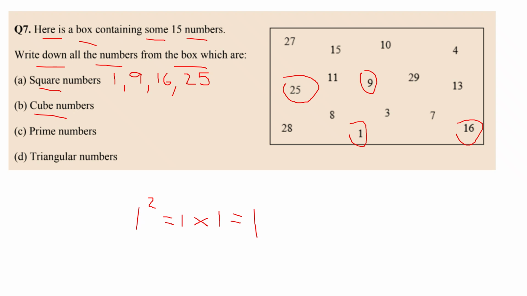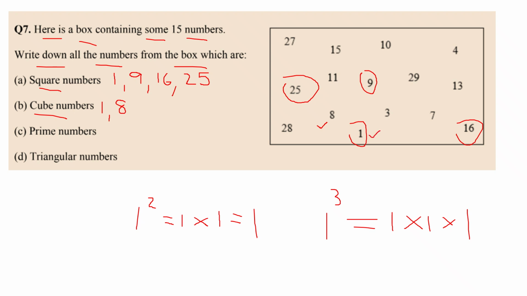Part B, cube numbers. Again, that's generated by multiplying a number by itself and then by itself again, so multiplying a number by itself twice. For example, 1 cubed, or 1 to the power of 3, is 1 times 1 times 1, which is 1. So 1 is a cube number. Next up, we have 2 cubed, which is 2 times 2 times 2, which is 8. 8 is there, so we've got that.